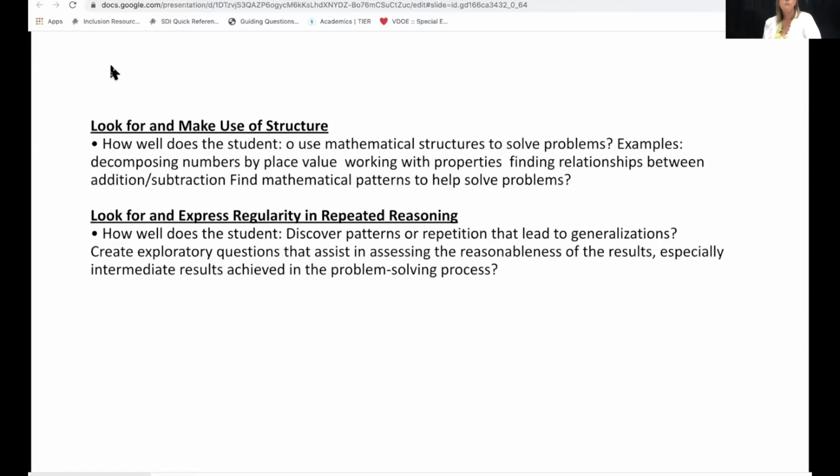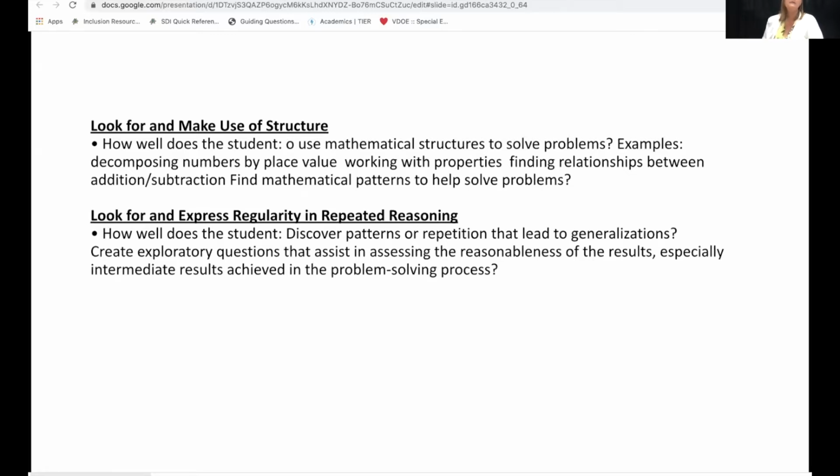And then, of course, look for and make use of structures. Now, in this one, decomposing a number, place value. Place value is huge for our students and they need it every day. So making sure that they can do the place value that's needed. And then, of course, do they know patterns? If not, please go back. Teach patterns daily in your classroom.